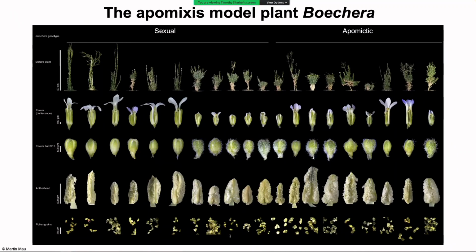I've spent my life working on Boechera now for over 20 years. There's more than 100 species in this group. This is just a nice picture which shows you some of the diversity that we see in the plants themselves and the flowers and the reproductive tissues. You can see there's a great deal of variability, which we can actually mine and understand from natural populations.